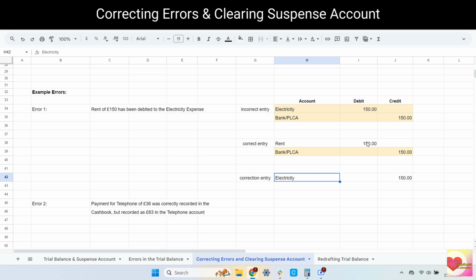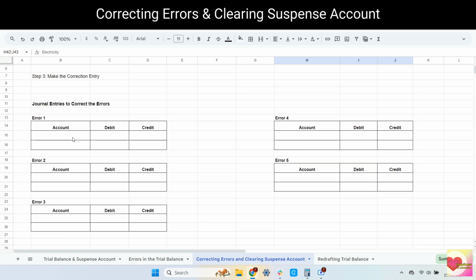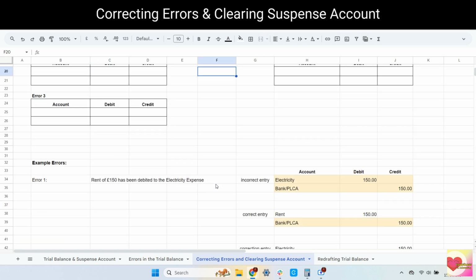Next, rent is a correct entry, but it's not done, so let's enter rent in the correction. Then let's double check the double entry if it's balanced or equal on both sides. And it is, so this will be the journal entry to correct the first error. So let's copy it here to our journal. Next, let's go to our second error.